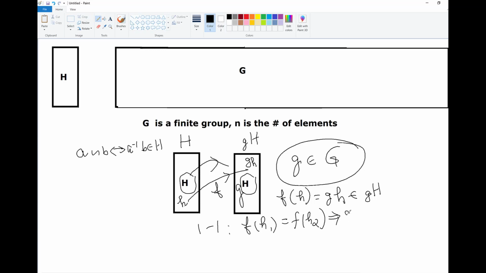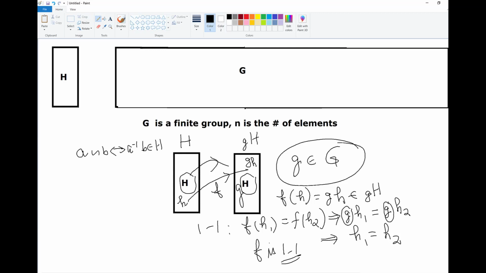If we go by definition, this means gh1 and this means gh2. Now, remember, left cancellation law holds in a group. So that implies that h1 equals h2 and f is 1 to 1. So we showed that. Okay. Now we have to show that this map is onto.